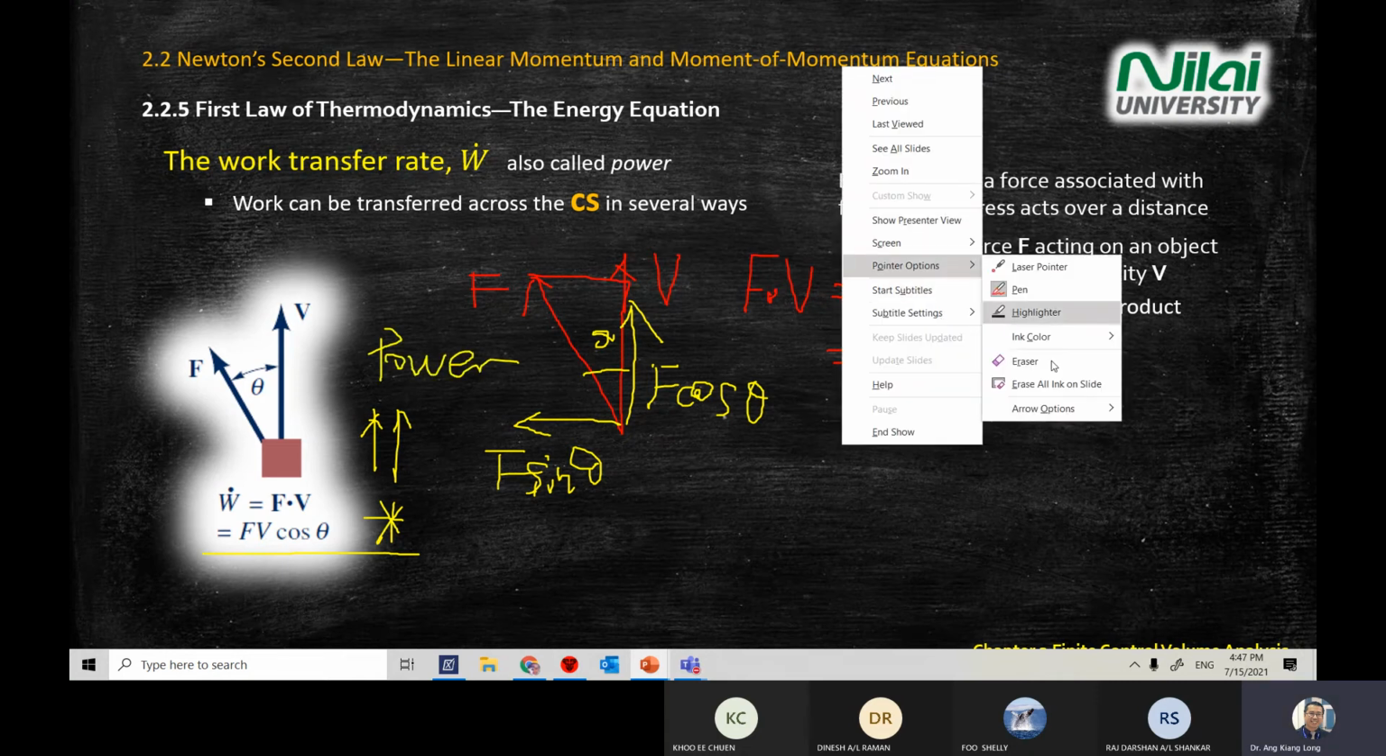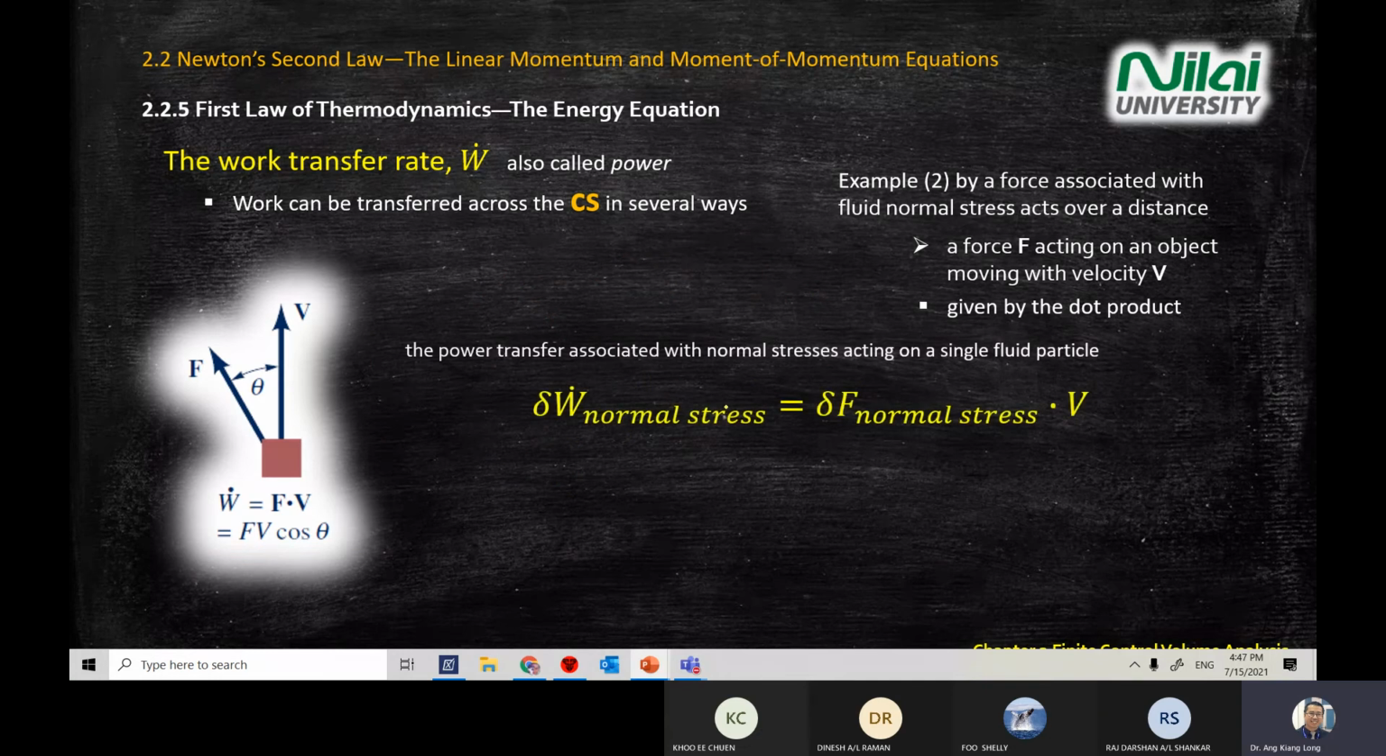All right. Once you understand this one, you can go further. If you're looking at single fluid particles only, meaning only one particle, you use the partial differential equation, meaning there's a delta symbol here, for your work or your power. Work over time means power. W dot, the power of your normal stress, will equal force dot V, force times the velocity. Then you get power.